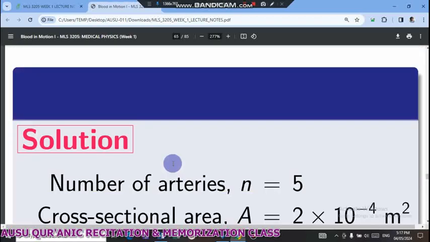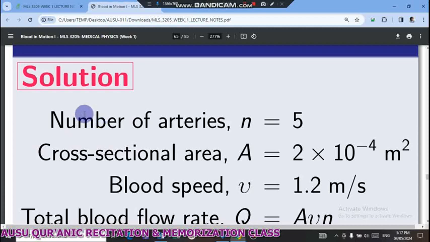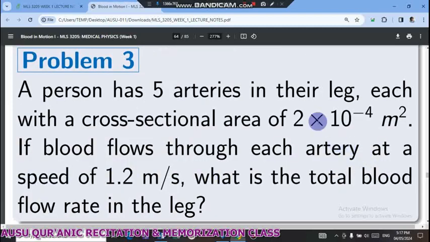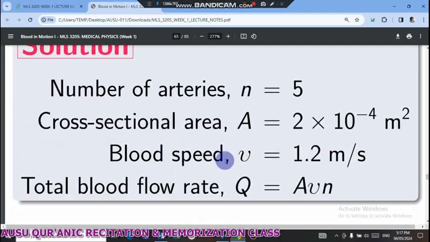So here we bring out the parameters. We are given the number of arteries, n, is equal to 5, and the cross-sectional area is 2 times 10 to the power of minus 4 square meters, and the blood speed in each artery is 1.2 meters per second.